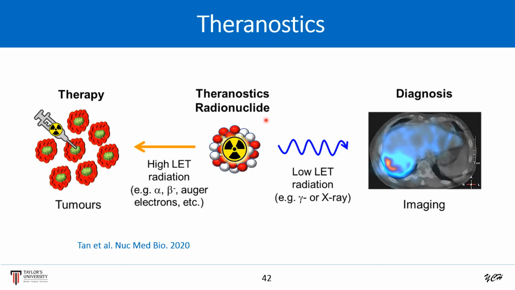In summary, theranostic radionuclides emit both high LET radiation and low LET radiation. High LET radiation, for example alpha, beta, and Auger electrons, is used to kill the tumor cells, whereas low LET radiation such as gamma and X-ray is used for diagnostic imaging.